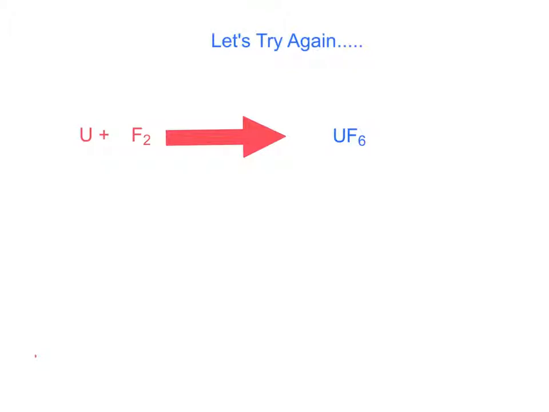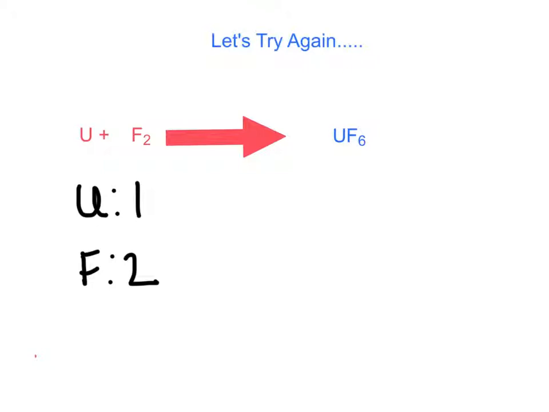Now, this one's a little bit more simplistic, but by looking at it, you should be able to tell that they're not balanced. So I'm going to go ahead and take my steps like I've done in the past. I'm going to list my elements on the reactant side. So I've got a U. I only have one of those. I have an F, and we have 2.